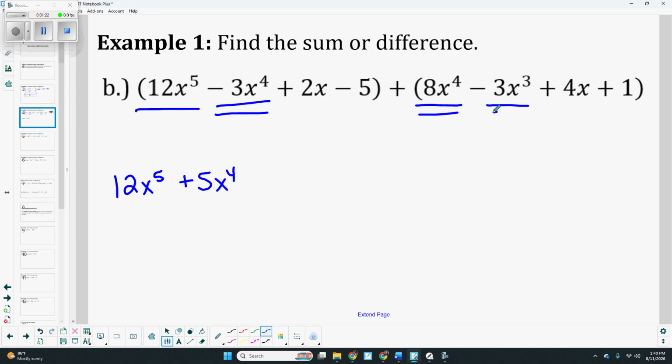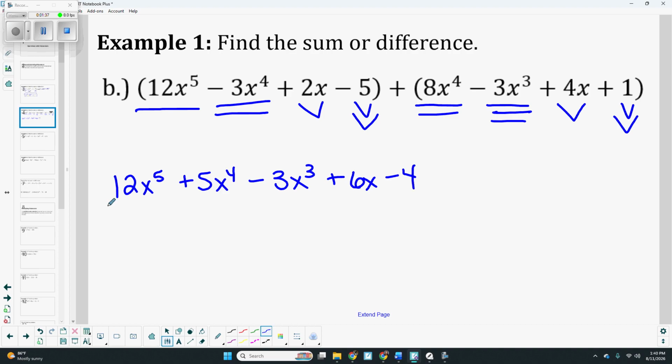I have an x cubed here, nothing here. So this is just going to be negative 3x cubed. I have a 2x and a 4x, so that's plus 6x. And I have a minus 5 and a plus 1, so that's minus 4.